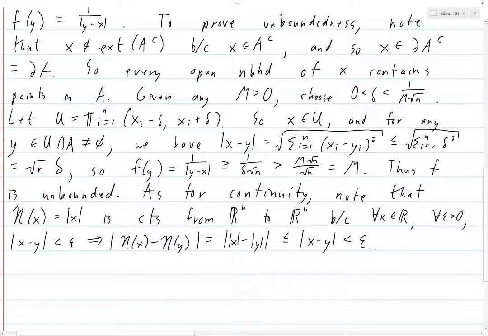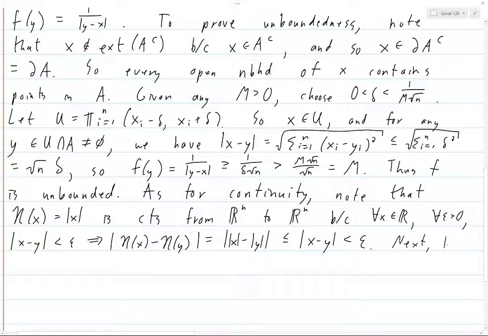So basically, what we need is that for all x, for all epsilon greater than 0, for continuity, we need to find some delta greater than 0, such that if the distance between x and y is less than delta, then the distance between n of x and n of y is less than epsilon. And here, this is sort of the easiest possible scenario, because you can just choose delta to be precisely epsilon, and it works. Okay, so taking the norm is a continuous function.